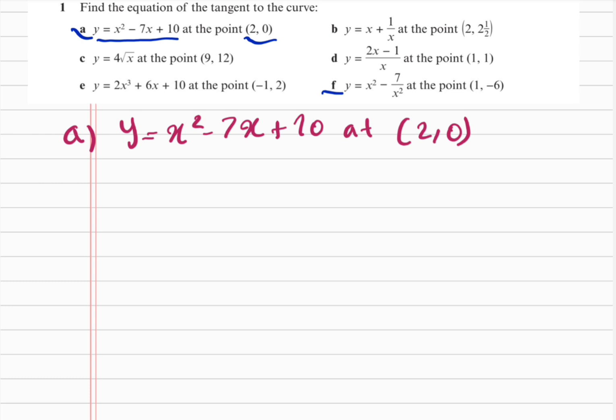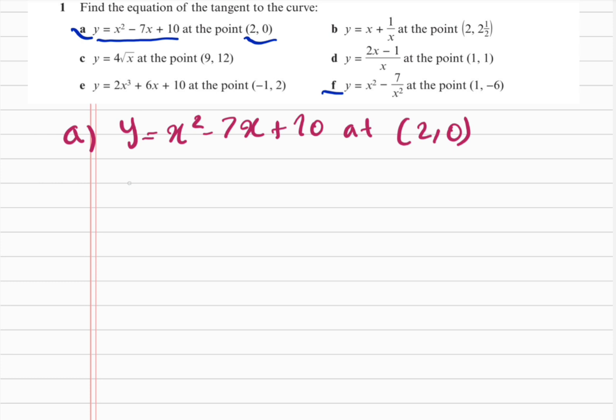And as what we did in the previous exercises, we are going to repeat the same thing in order to find the gradient. So if we have the equation of the curve and then the point, any point on the curve, we just need to differentiate the equation of the curve, and then we substitute the x coordinate of the point into the derivative equation to get the gradient.